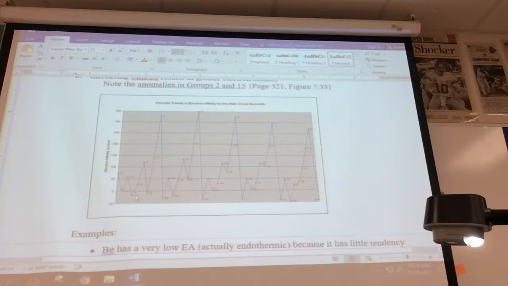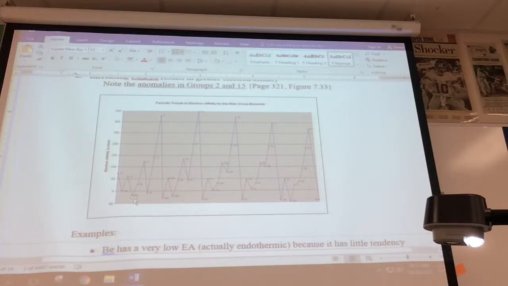Generally speaking, if you look at group 2, from lithium to fluorine, you will see an increase in electron affinity across a period because of the increase in the effective nuclear charge. But you see a few dips.